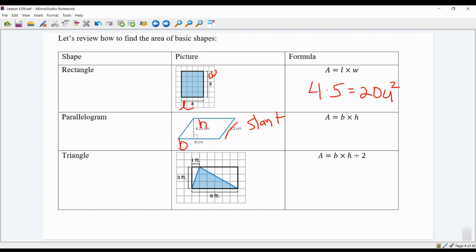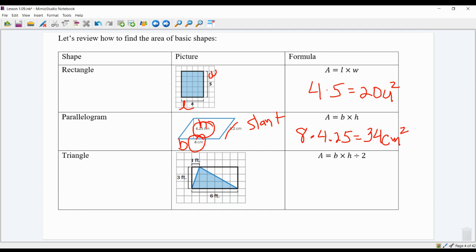This would be useful for finding a perimeter, the distance around the parallelogram, but we're counting the squares inside. We need the area. So we need the 8 centimeters and the 4.25. So you multiply 8 times 4.25, and you get 34 centimeters squared because this one was measured in centimeters.